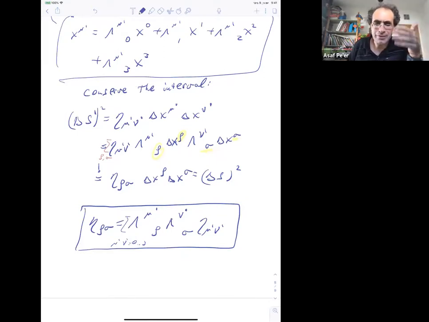So this is a Lorentz transformation. You never thought of it, right? Nobody told you. Or somebody did, I don't know. Did you see that?